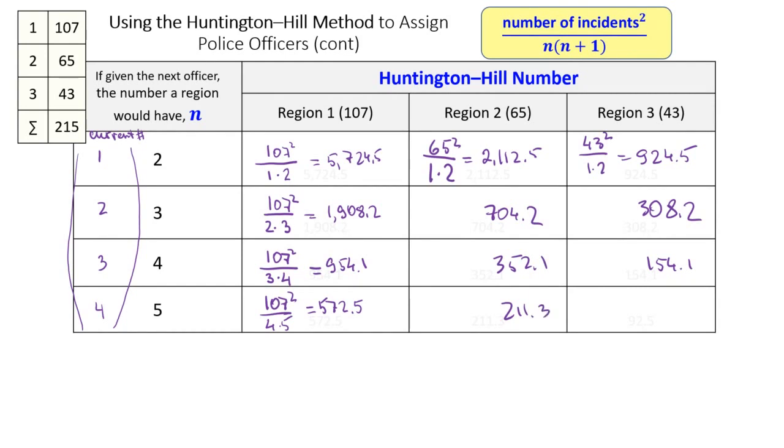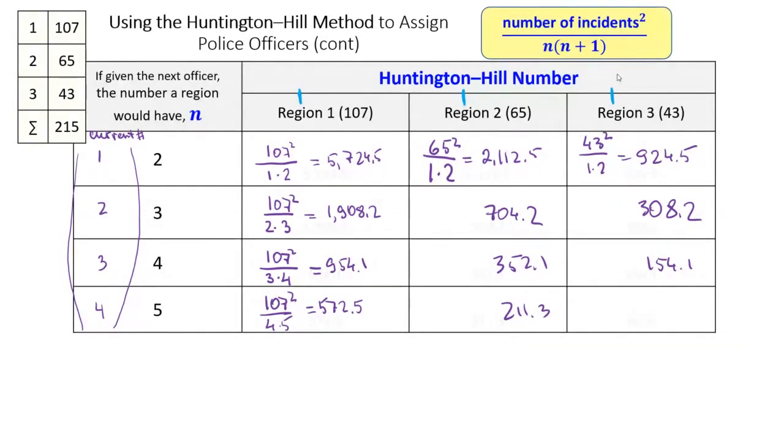Okay, the problem usually tells you how to round the numbers. Now let us decide how we will assign the officers. First, every region gets one officer. Starting point: every state must have at least one congressman, and we apply the Huntington Hill method after that.